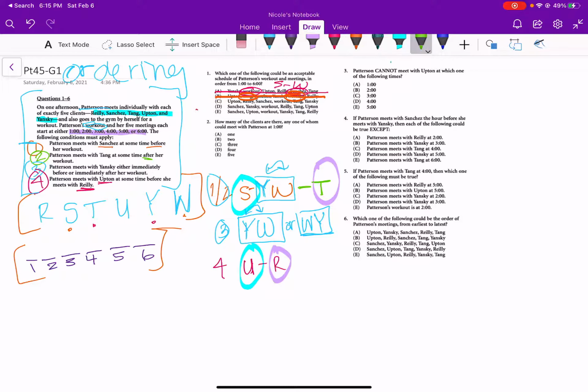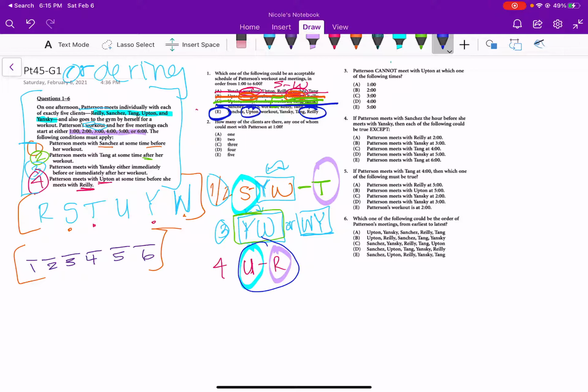All right, so for number 3, this is the one that Y and W have to be next to each other, which doesn't happen in C. So I would cross that off. And then lastly, we have this one here that is just U before R, which does not happen in D, but happens in E. So our answer is going to be E.